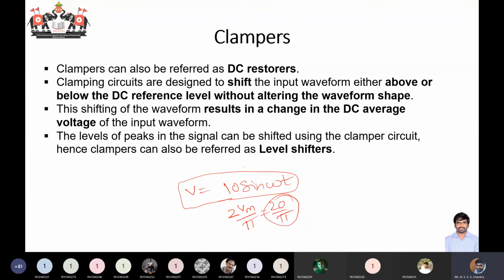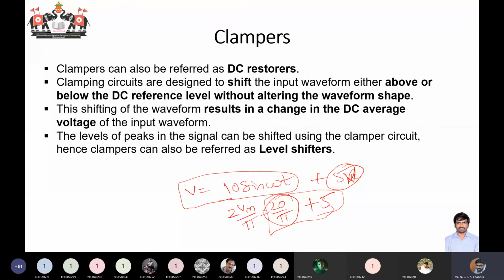Now if you want to add some DC value, let us say 5 volts, then what happens? At every instant you are going to add this 5 volts, right? Whether it's at time t equal to 0, or when omega t is equal to pi by 6, or pi by 2, or 2 pi by 3, at every instant you are going to add the same value of 5 volts. Then will the overall average change? It will only extend by 5 volts.